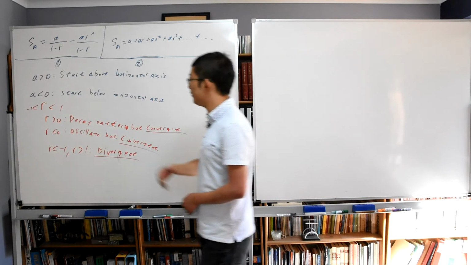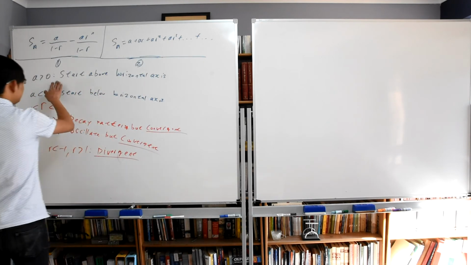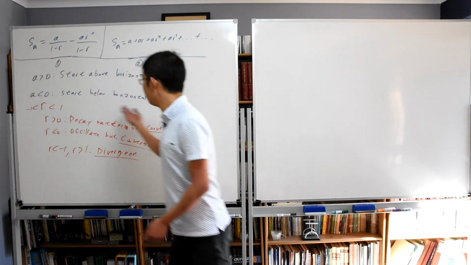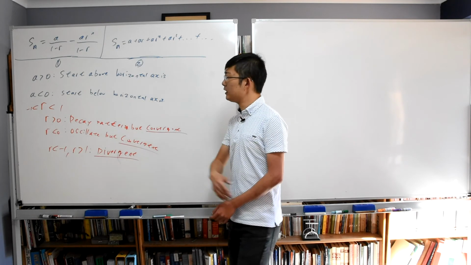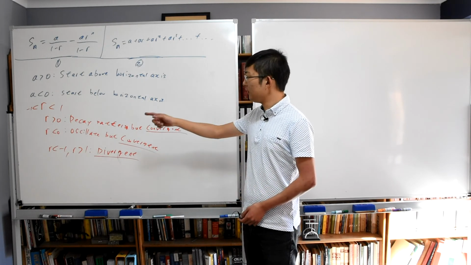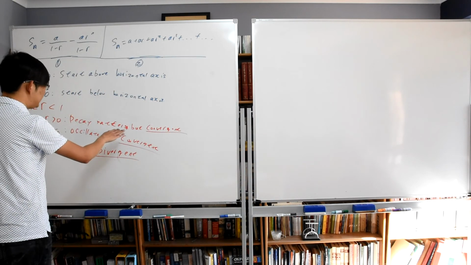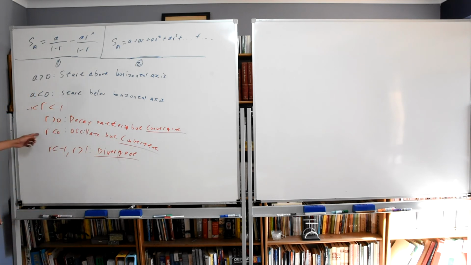In summary, if the first term is positive, the entire series starts above the horizontal axis. If the first term is negative, the entire series starts below the horizontal axis. If the common ratio value is in the special interval, if r is a positive number but still less than 1, a decay pattern forms, but the series is still convergent. If r is less than 0 but still greater than minus 1, the dot plot oscillates, but the series is still convergent. If r is greater than 1, the series is divergent, and if r is less than negative 1, the dot plots do oscillate, but it is divergent.